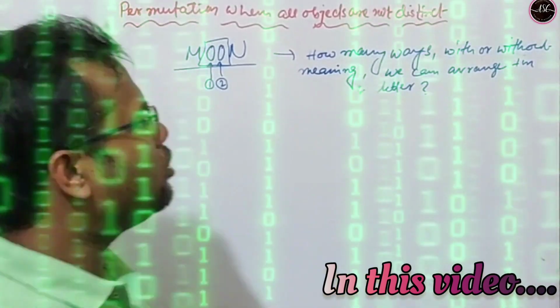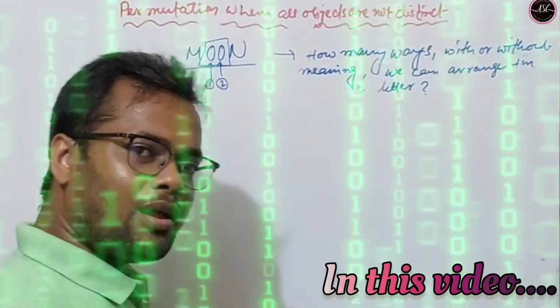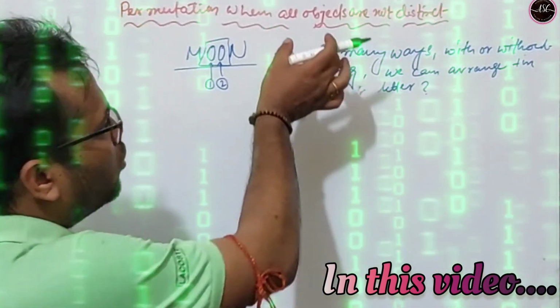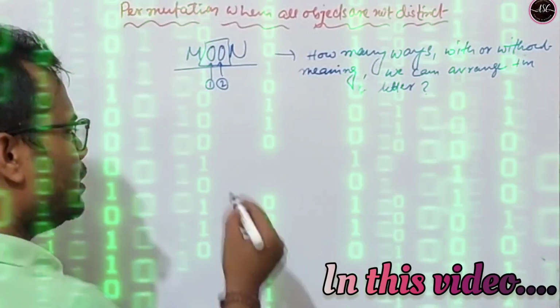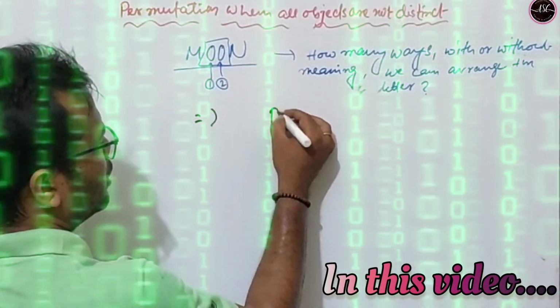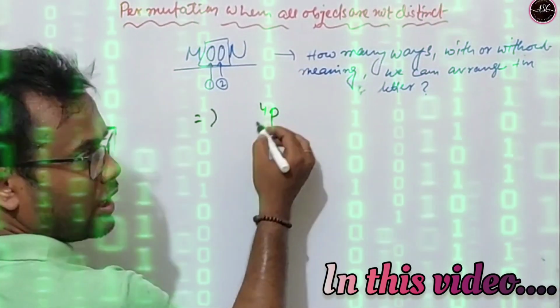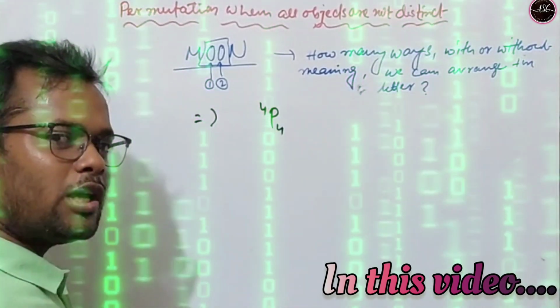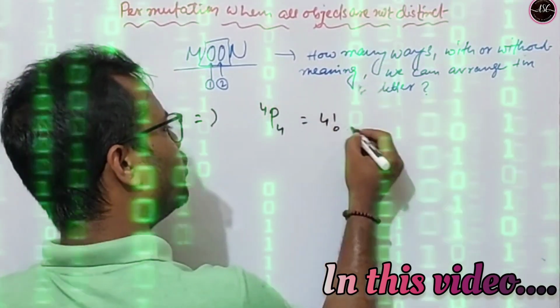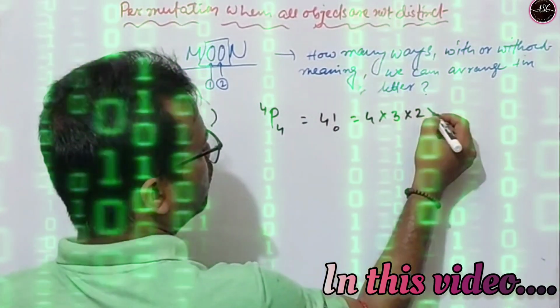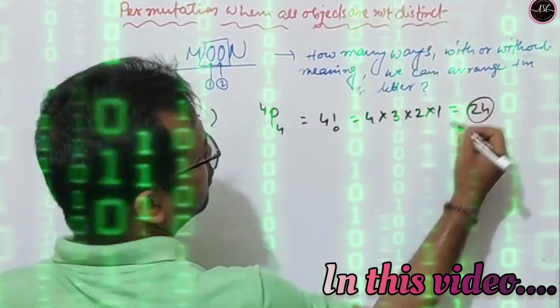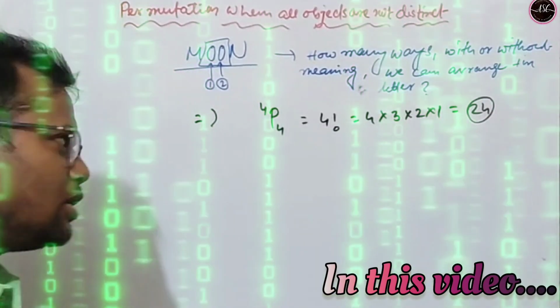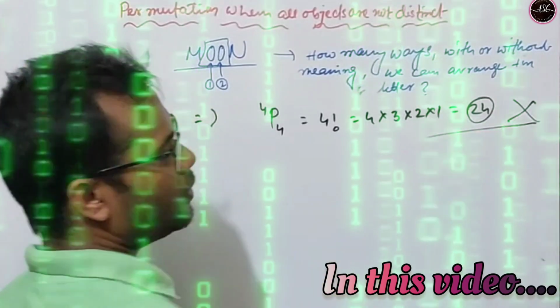Question: how many ways, without meaning, can we arrange the letters? If we don't know about this principle, we just apply the previous theorem. That means here there are 4 letters, so n equals 4, and we can choose 4 times, therefore in 4 factorial ways. That means 4 into 3 into 2 into 1, that means 24. There are 24 different ways. But this is wrong.